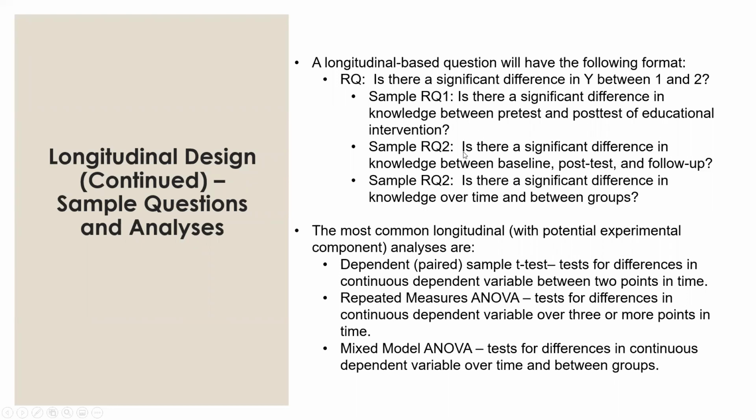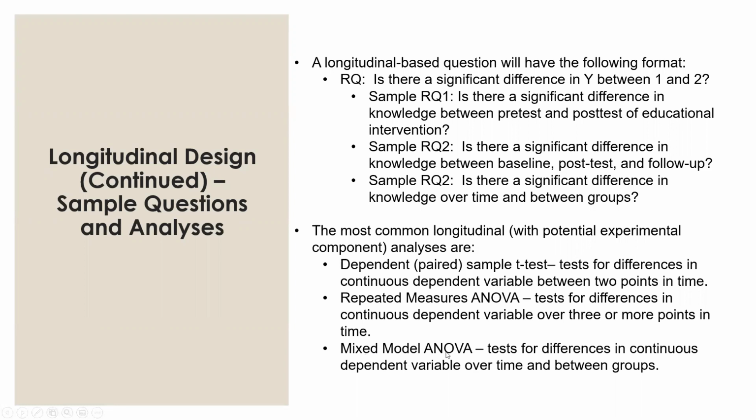So each of those research questions ties to a specific analysis down here. If you just have a pre and post component, that would be a dependent sample t-test, also called a paired sample t-test. If you have three or more points in time that you're comparing, that would be a repeated measures ANOVA. And if you're taking the differences of time and looking for comparison between groups and time, then you do a mixed model ANOVA.